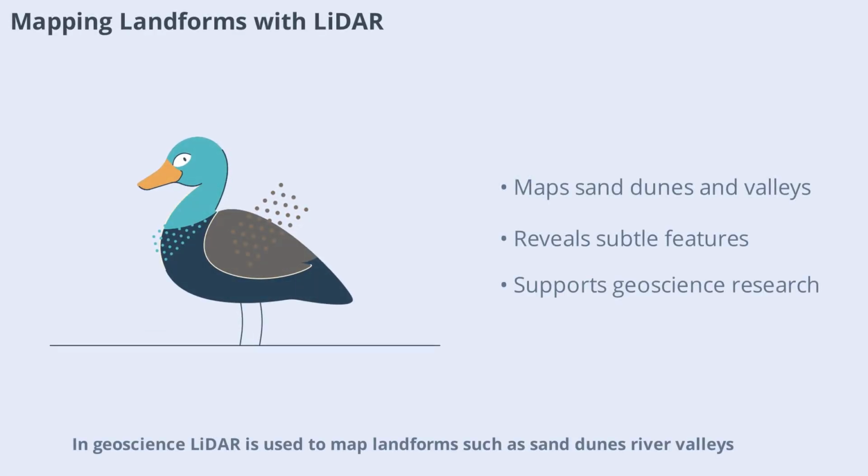In geoscience, LiDAR is used to map landforms such as sand dunes, river valleys, and fault lines. Its ability to capture fine-scale topography reveals subtle features that are often invisible in traditional maps. This information supports research in geomorphology, tectonics, and environmental change.